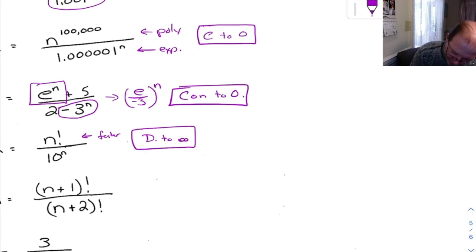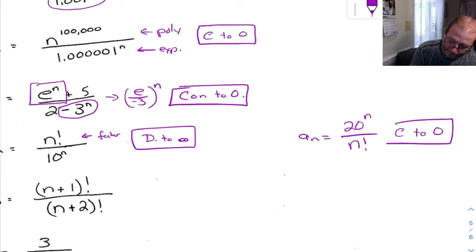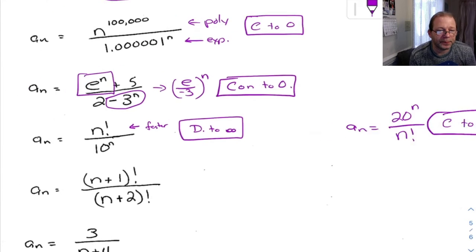And just for fun, let's do another one over here. If you had a sub n is n factorial on the bottom, and you had, say, 20 raised to the n on top, this would converge to 0, because the factorial is going to outrun the 20 to the n.